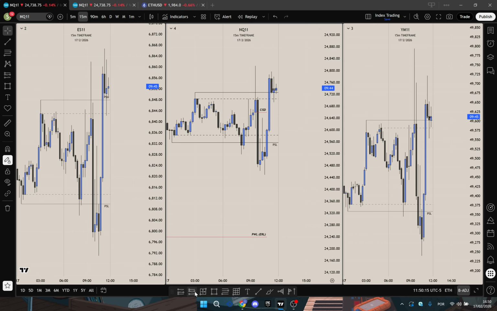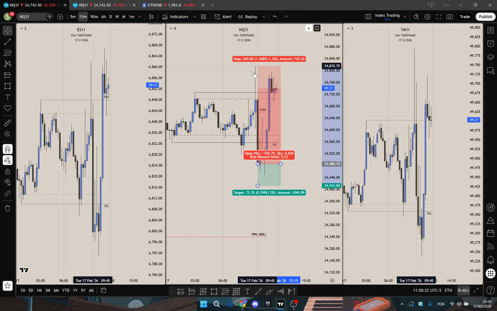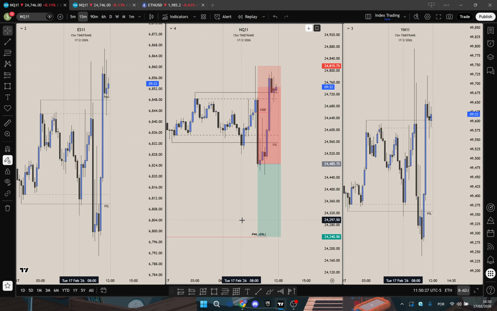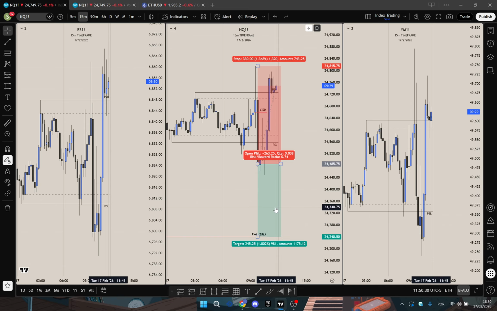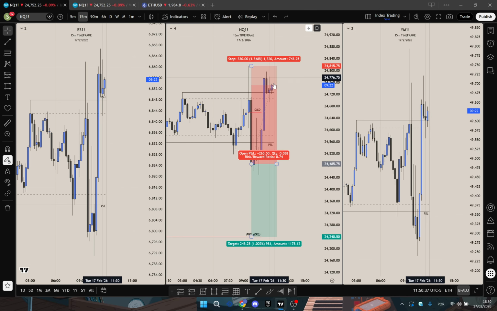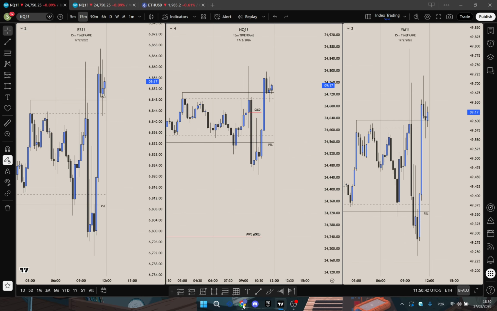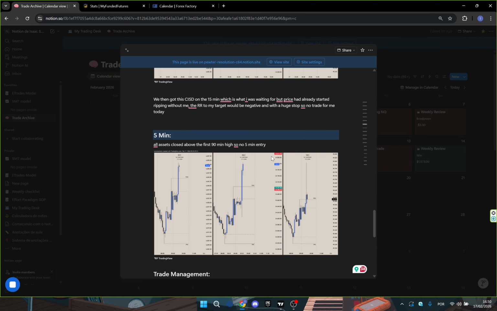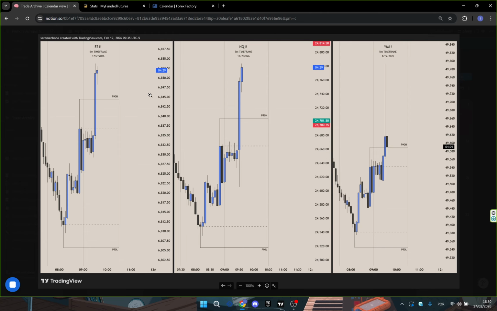But what ended up happening was that we got this huge displacement candle, and then it didn't make sense entering. This is a 330 point stop loss, and my target would have only been previous weekly low, and it would have been a negative risk to reward. So I didn't take that trade. And then funnily enough, price just shot up. On the 5-minute, all assets closed above previous 90-minute high.